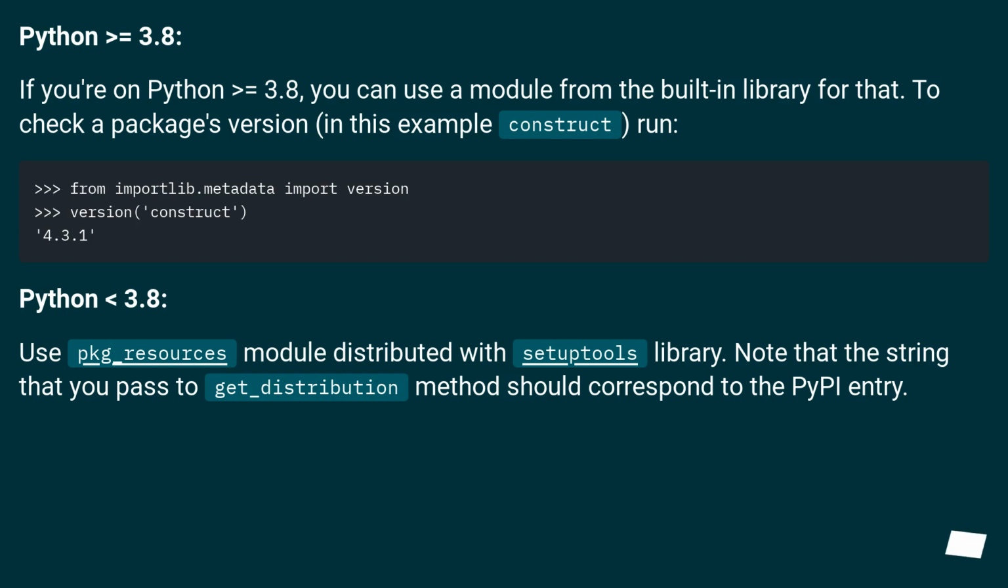Python is lower than 3.8. Use the pkg_resources module distributed with the setuptools library. Note that the string that you pass to the get_distribution method should correspond to the PyPI entry.